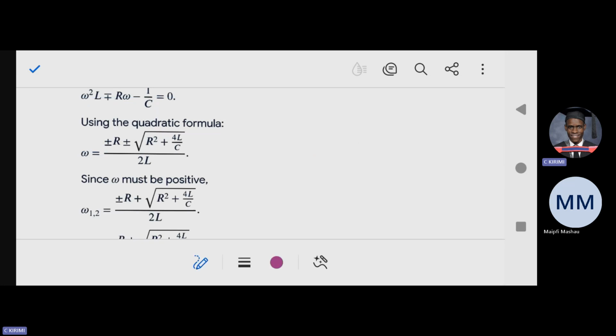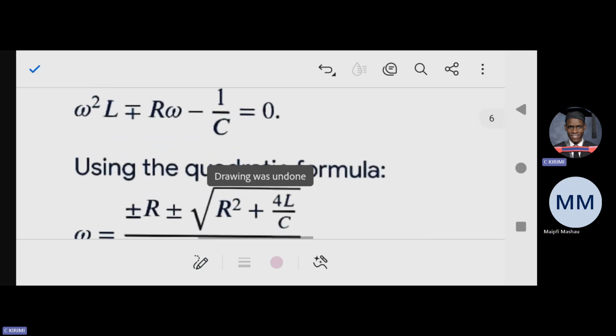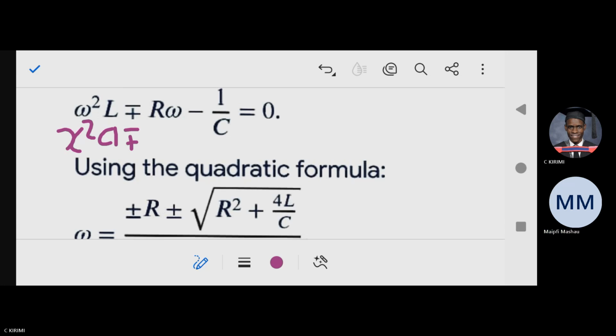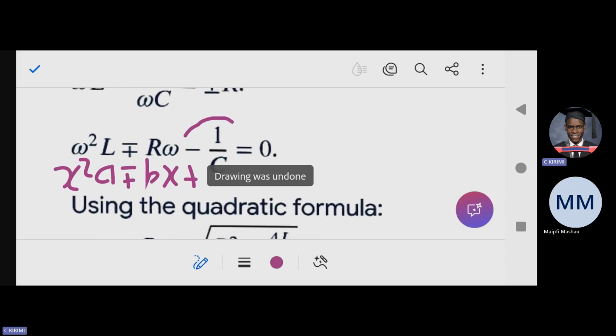Right. So after we've identified our A, B, we are here. We said this is x squared, and this is the coefficient A. And this was minus plus R is the B, x plus C, which means it's negative 1 over C. So this whole negative 1 over C is your constant as a whole, not only C, but the whole term here. This is your C, plus C.